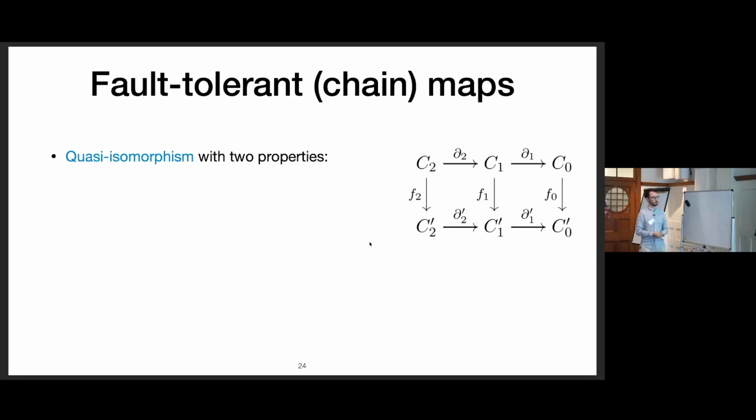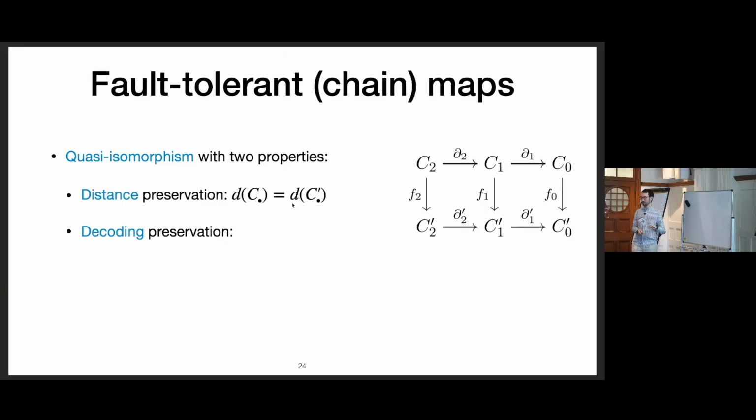So we take a quasi-isomorphism and we impose two additional properties. We want the distance to be preserved. There's a notion of the distance of the chain complex, and the notion of the distance of this one, just given by the homology groups and the lowest weight representatives. We want this to be preserved. And in Stim, this is what people would call the fault distance.